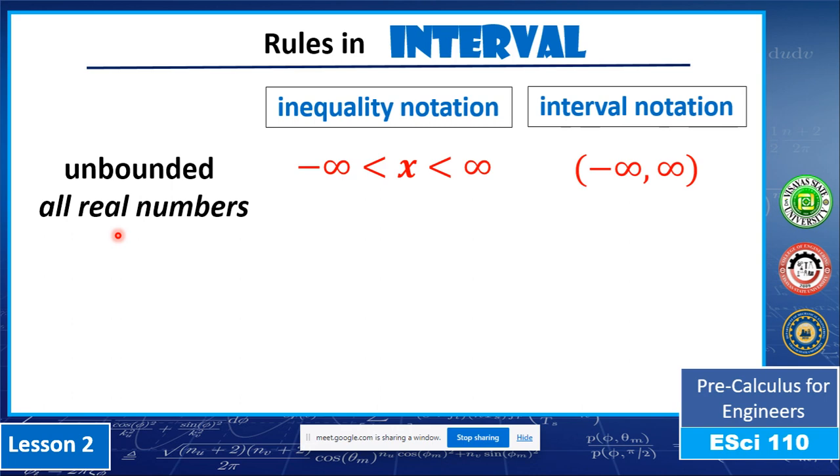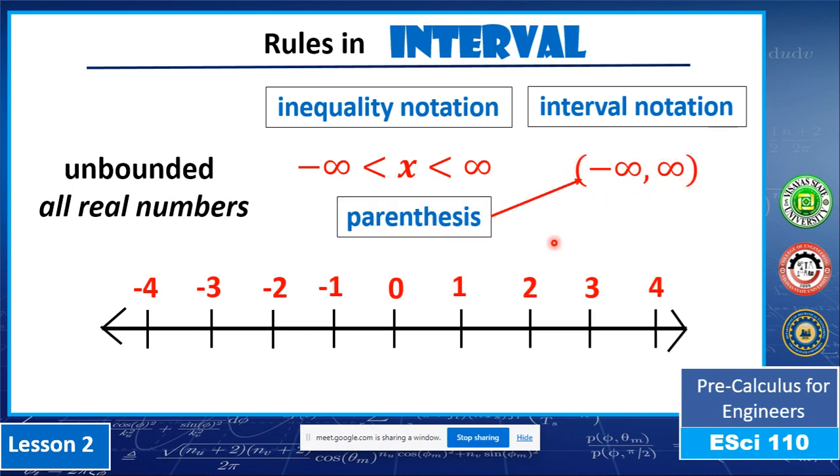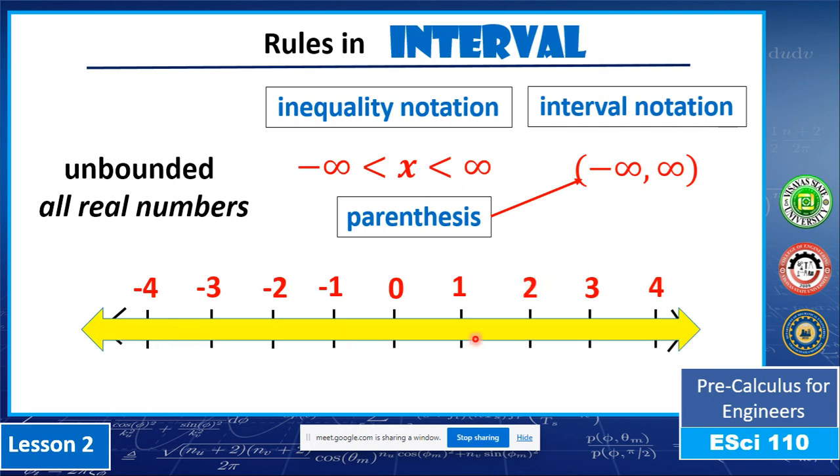We also have a special case for unbounded. When we say unbounded, it is unbounded on both sides. In other words, these are all real numbers, in a range from negative infinity to positive infinity. As I told you, for unbounded, only use parentheses. On your real number line, you highlight everything and put an arrow to the left and also an arrow to the right. So all real numbers are covered.